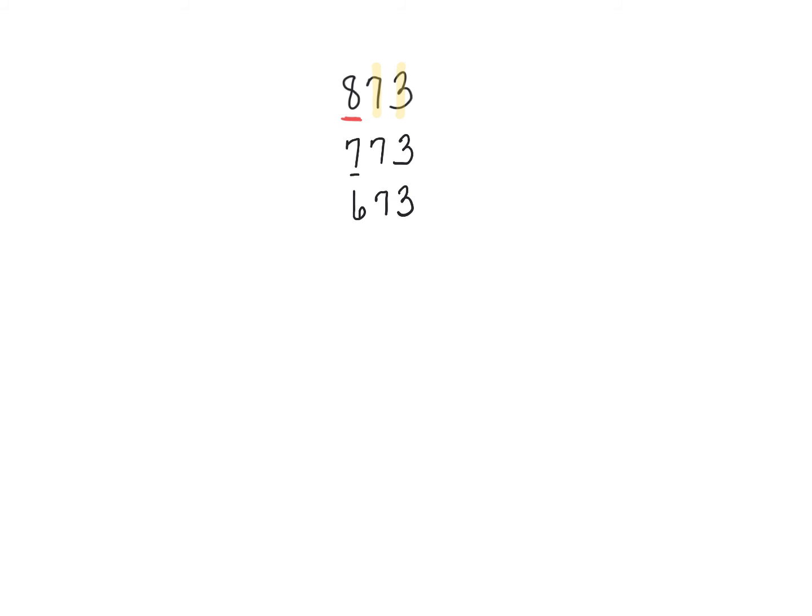673, 573, 473. So you can see that the pattern is the same, except for the fact that the hundreds place is going down when you skip count back by 100.